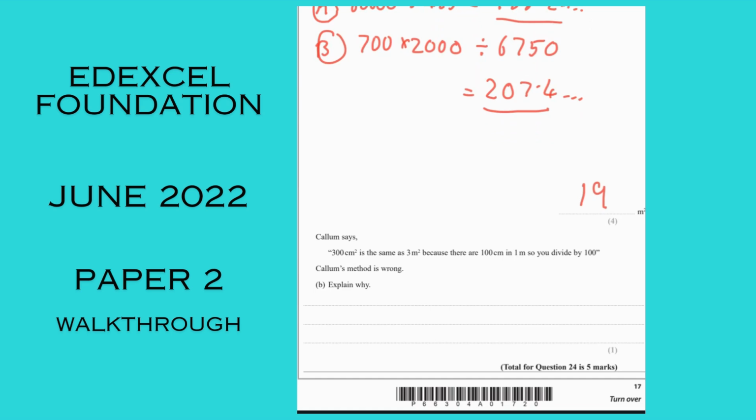So not really connected, part B. Callum says 300 is 300 centimetres squared. Well, Callum, think about a 1 metre by 1 metre. It's 1 metre squared. The same square would be 100 by 100. So in other words, 100 times 100 means the multiplier is 10,000. All right, so sorry, Callum, nowhere near. On to the next one.